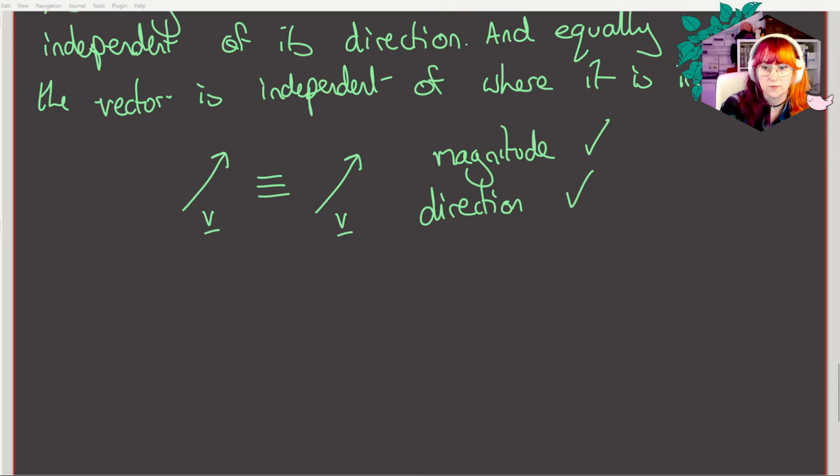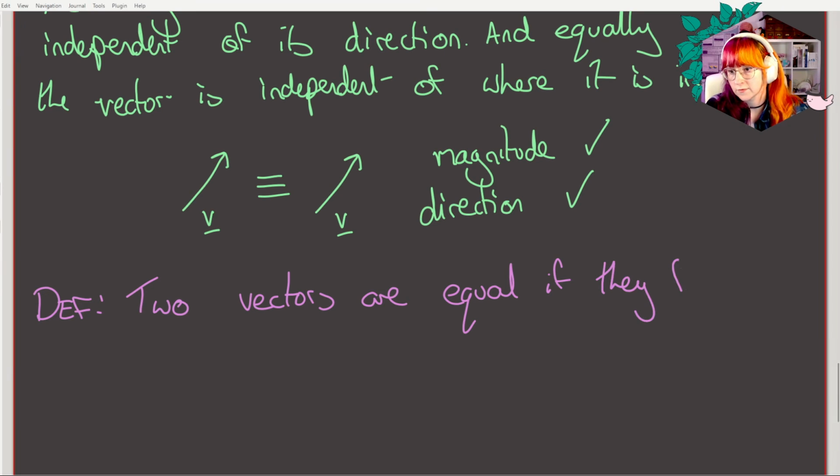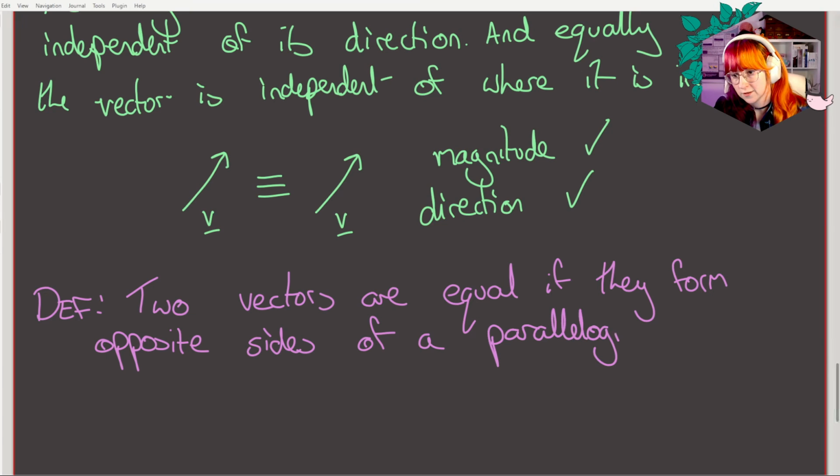We can define them nice and formally. So two vectors are equal. Say we can't necessarily just do that tick box, we want more proof. Then we define them as equal if they form opposite sides of a parallelogram. The best word to write with fully cursive handwriting, the worst word to write any other time.